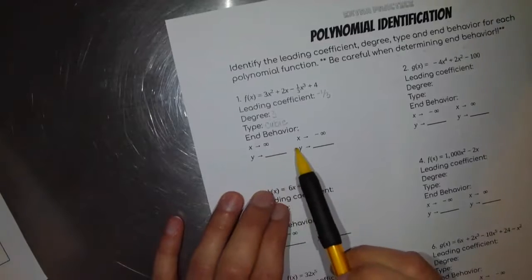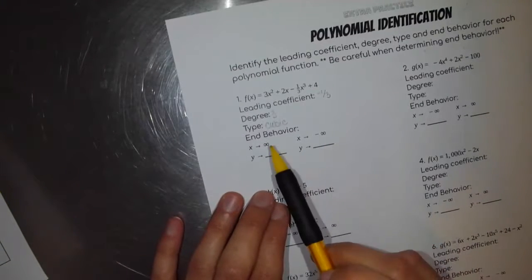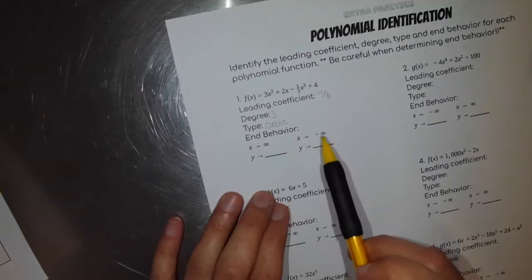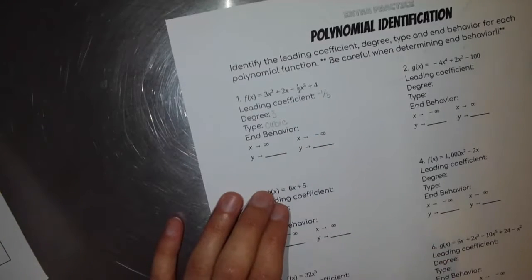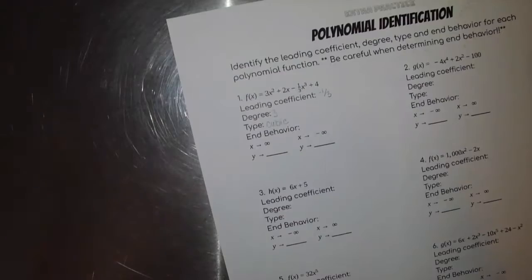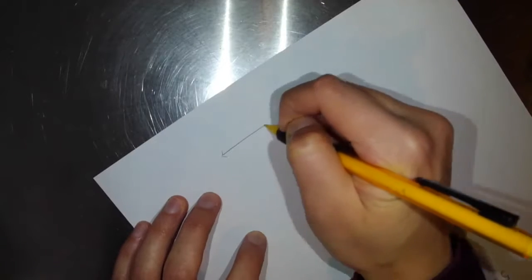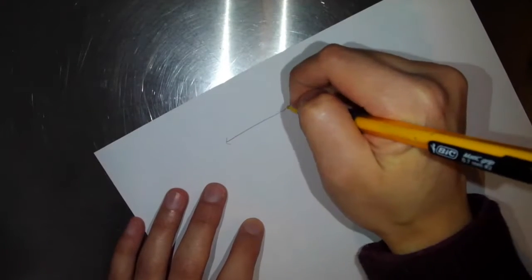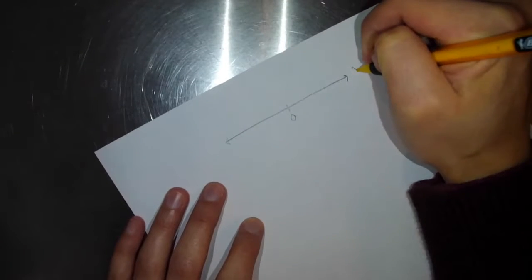When we're talking about the end behavior, we would say as x approaches positive infinity, what does y approach? And as x approaches negative infinity, what does y approach? As we think about our number line, this is our x-axis.